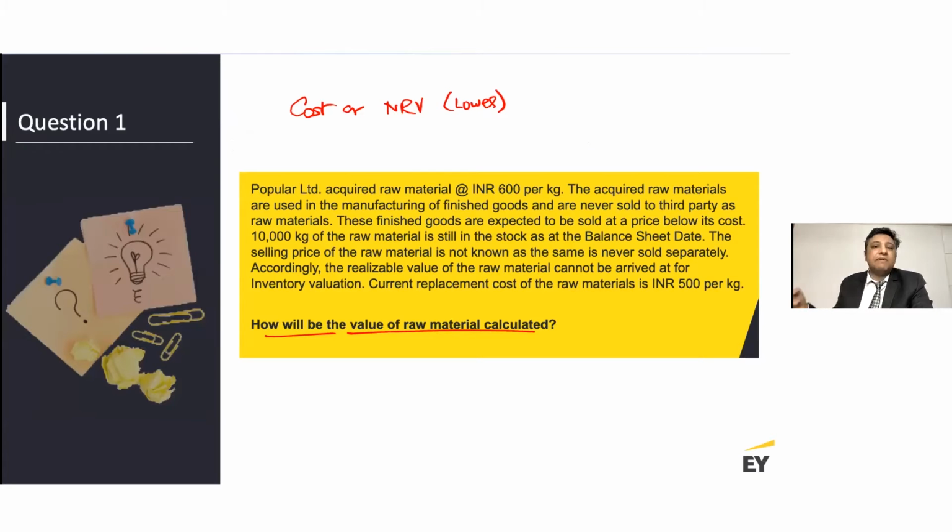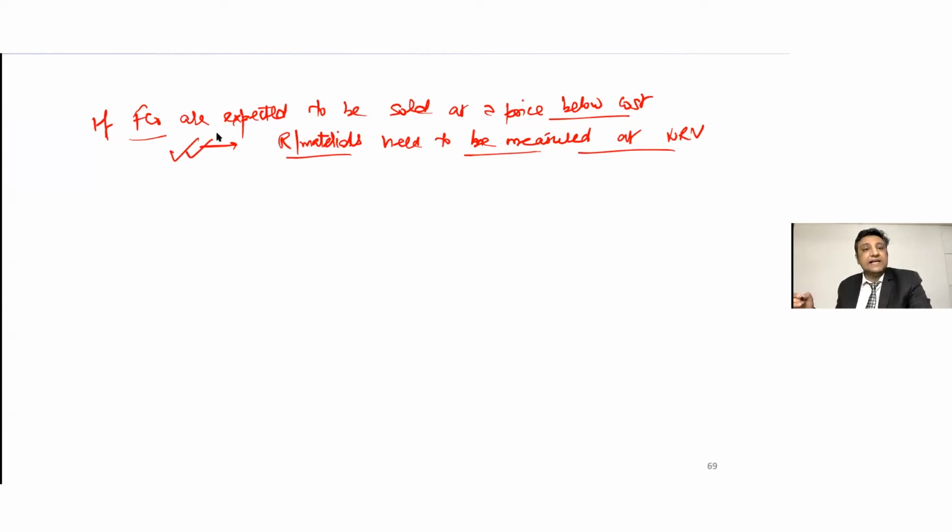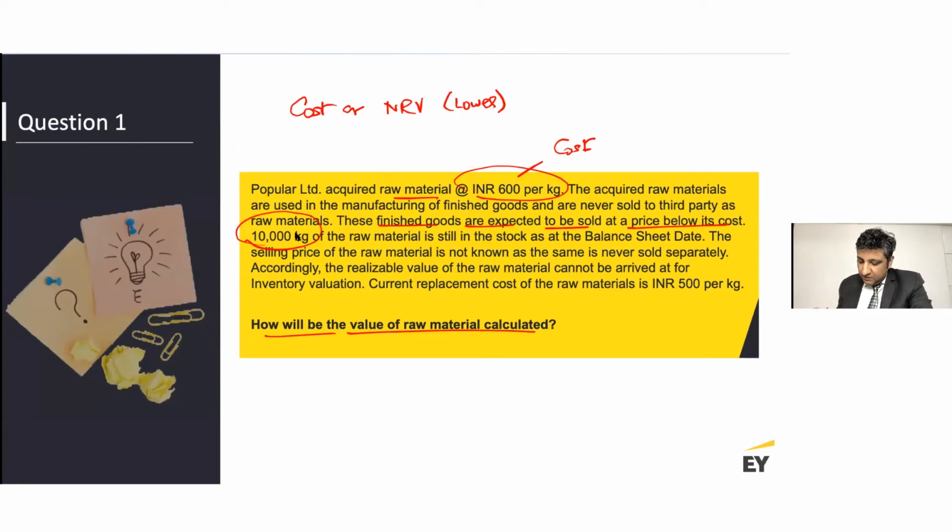And so let's try to find if that information is available. We are given that the raw materials have a cost of 600 rupees per kg, and specifically it is mentioned that the finished goods are expected to be sold at a price below cost, which means that this principle is valid as far as the valuation of this inventory is concerned. So how much is the inventory that we have got? We got 10,000 kgs of this inventory, right? But we're also provided, since we do not sell this inventory separately, the realizable value of the raw material cannot be arrived at. So how do we deal with this?